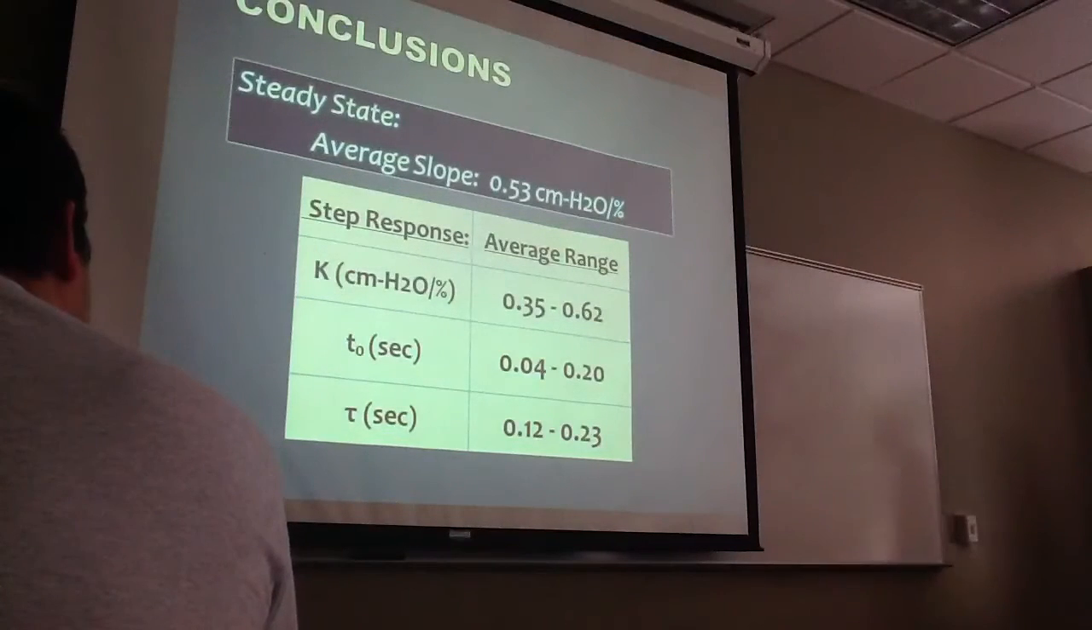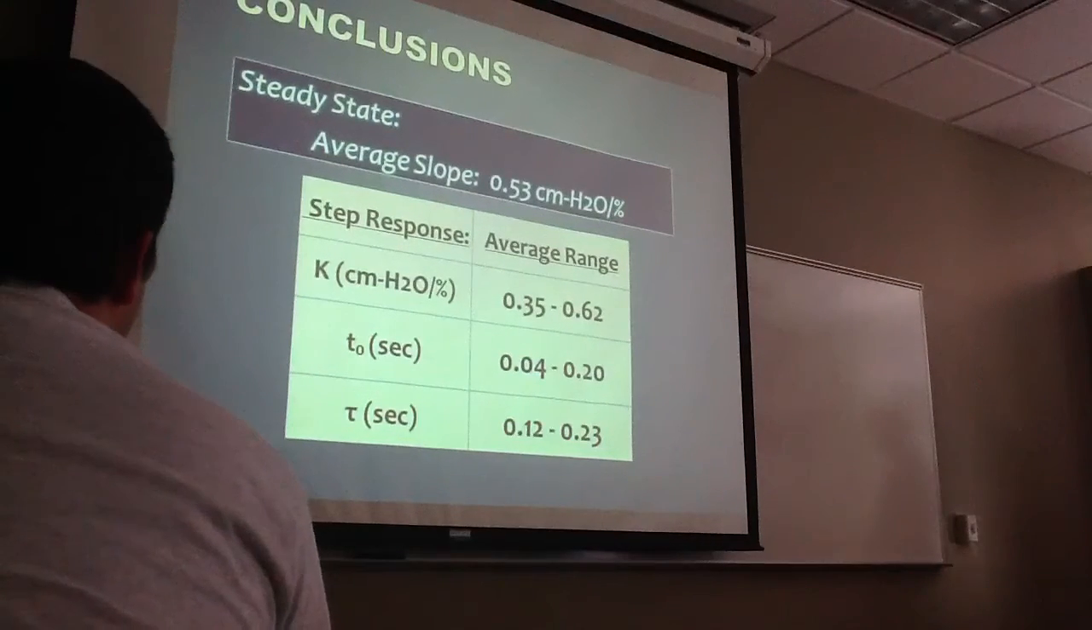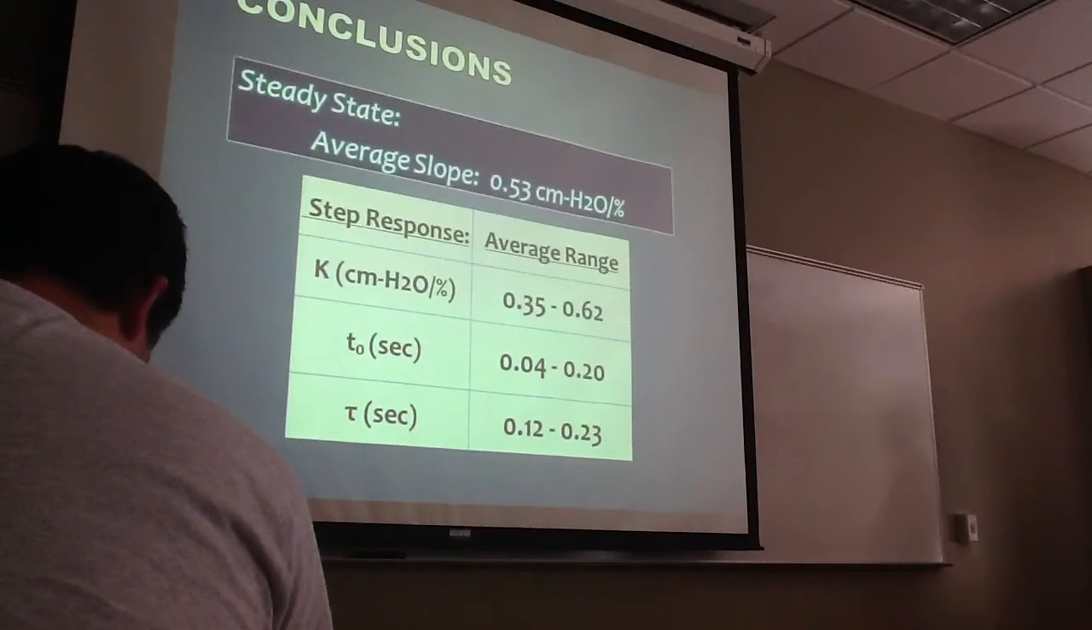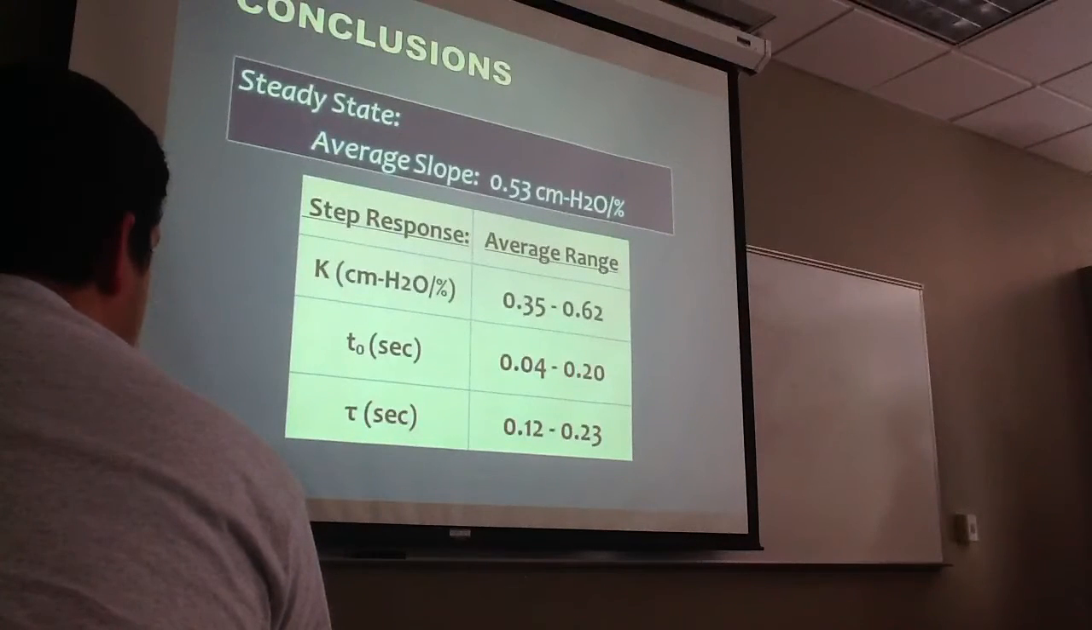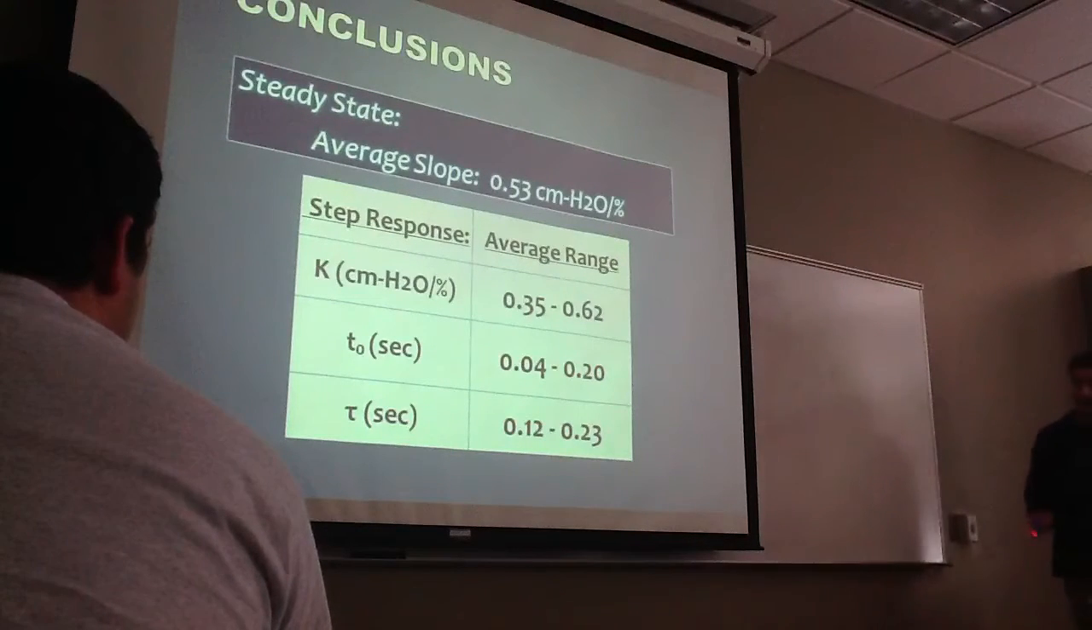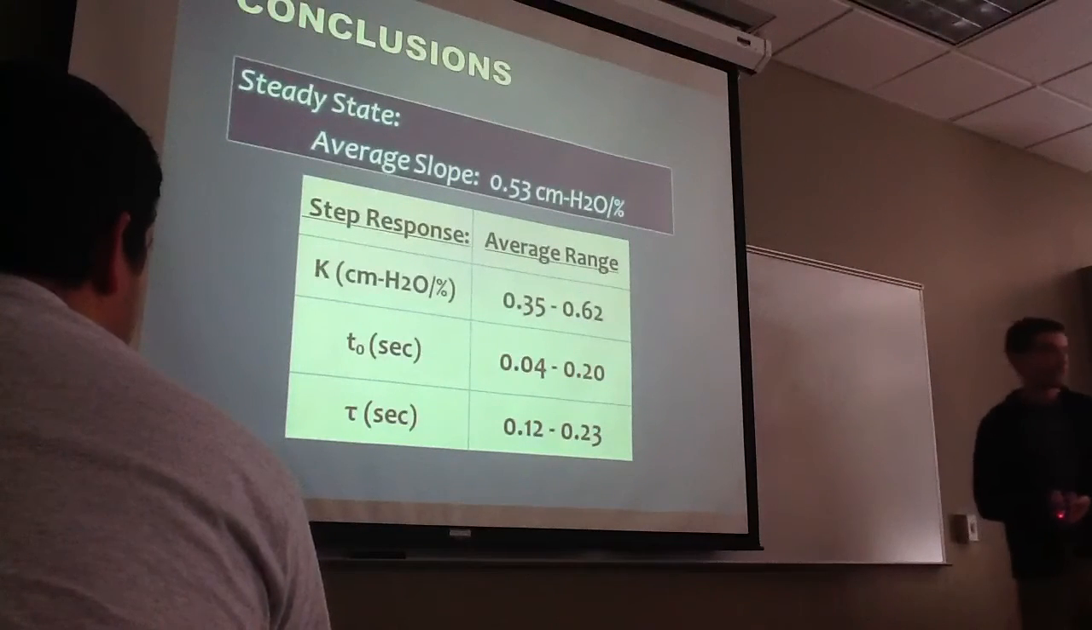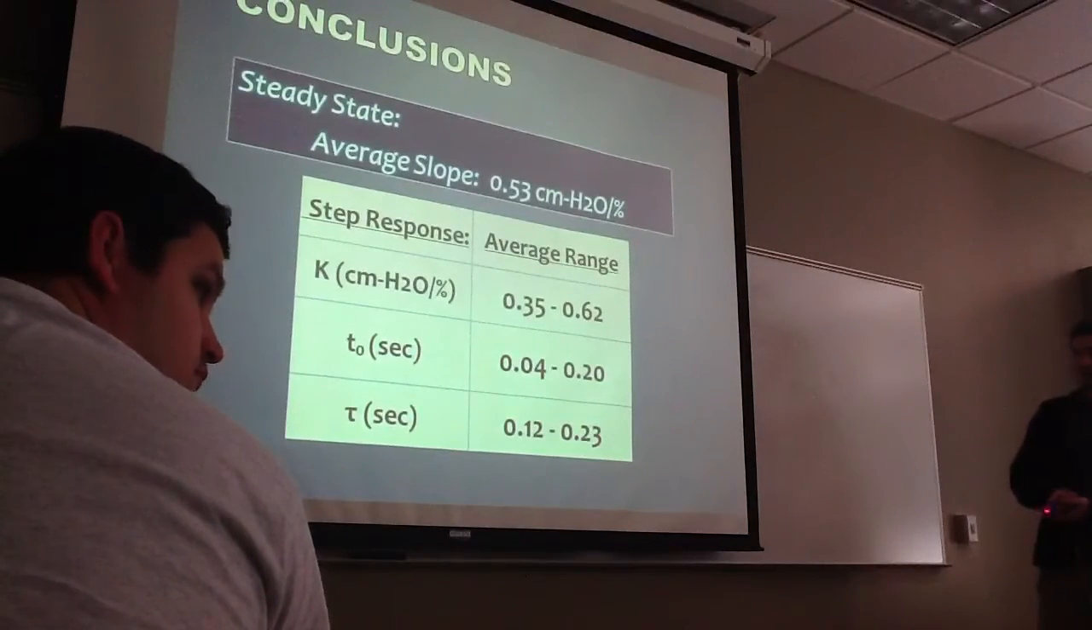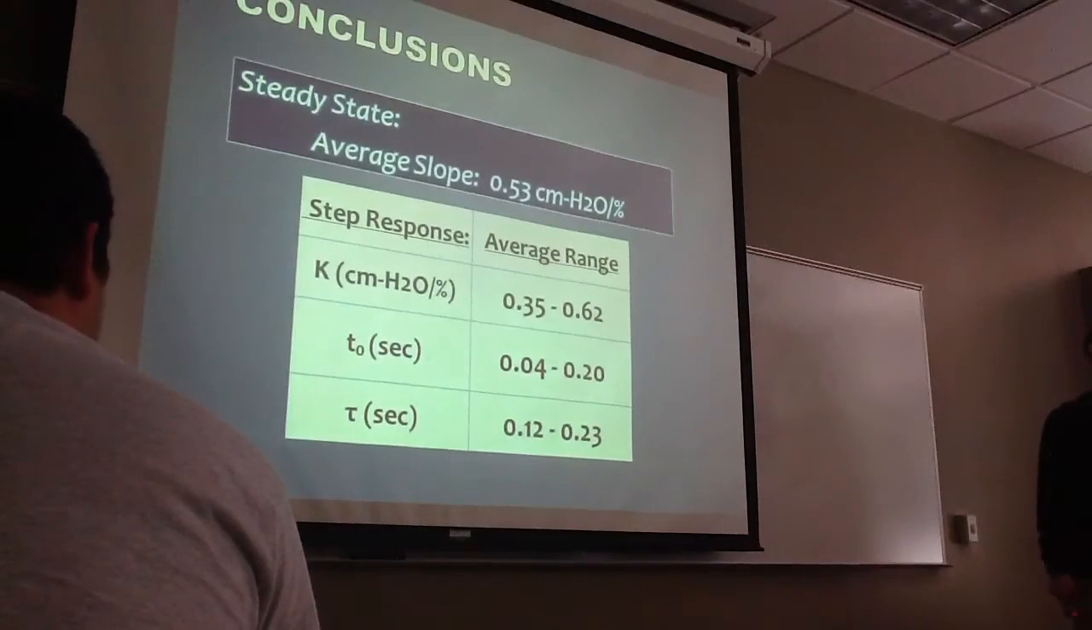So in conclusion, with the steady state experiment, the average slope was 0.53 centimeters of H2O per percent. In our step response data, our gain averaged from 0.35 to 0.62. Our dead time was 0.04 to 0.2 seconds. And our first order time constant was 0.12 to 0.23 seconds.